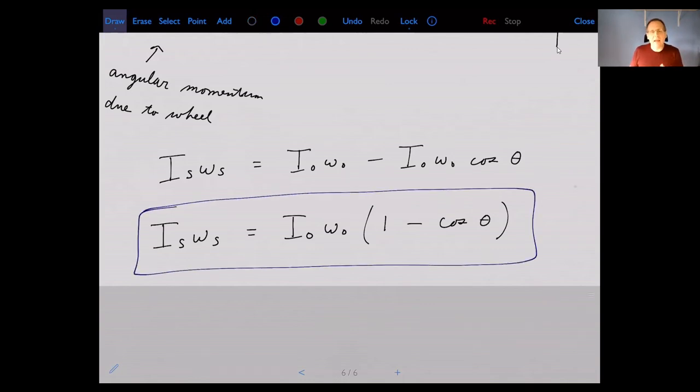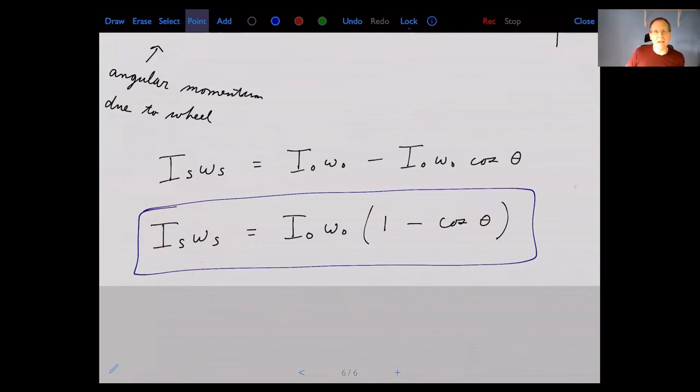So you see that the angular momentum of the student in chair depends on that angle theta. Let's say theta was 0. Cosine of 0 is 1, and then 1 minus 1 is 0. So that means the angular momentum of the student in chair is 0 to begin with. It's not spinning. The only thing that's spinning is the wheel. But when theta changes, it's going to affect this value right here. It's going to affect the angular momentum of the student in chair.